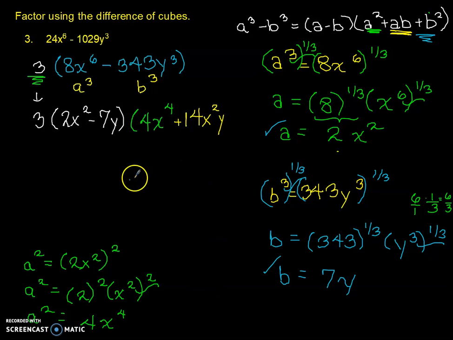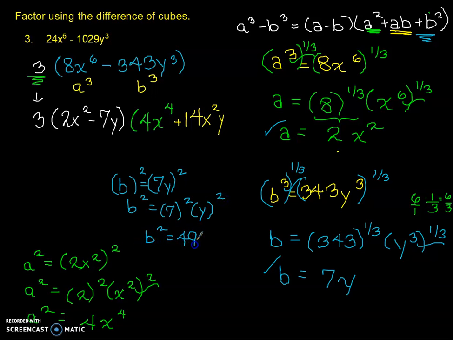And then last part, it says plus b squared. So remember that b squared, if b is 7y, when I square it, b squared equals 7 squared times y squared. So b squared would equal 49y squared. So at the end of this would say 49y squared. I'm going to separate that, and this is my factored form.